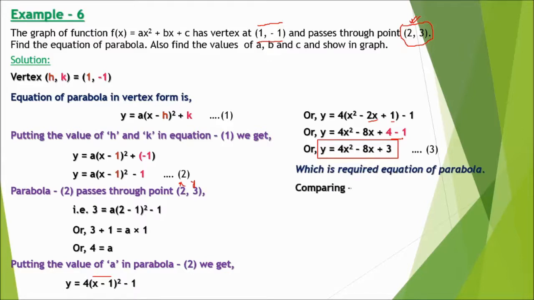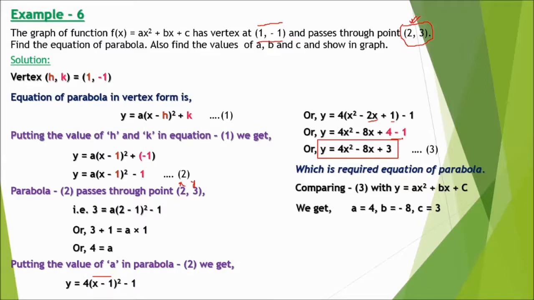Now comparing this equation 3 with the standard equation y = ax² + bx + c, because we have to find the values of a, b and c. Only a is known so far. To find the values of b and c, we have to compare with y = ax² + bx + c. The value of a is 4, b is -8 and c is 3. So we have the values of a, b and c also.